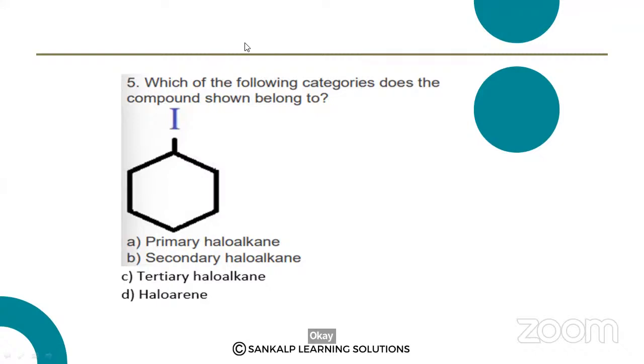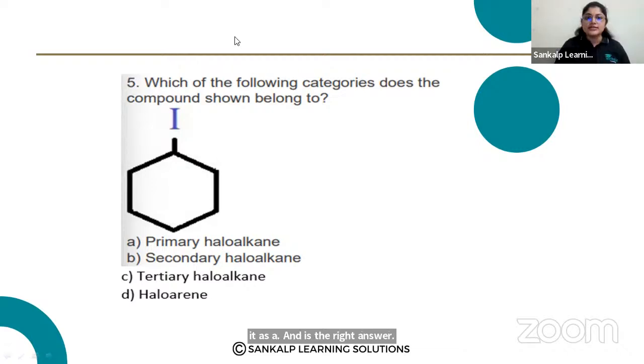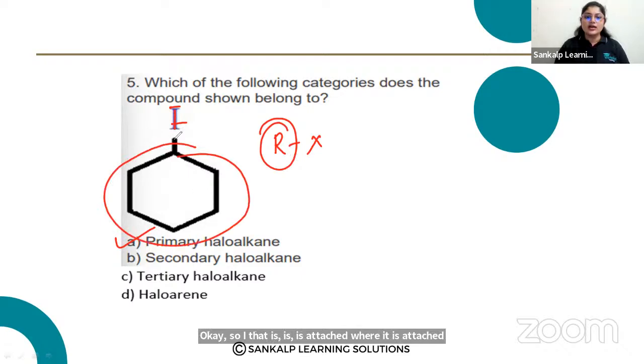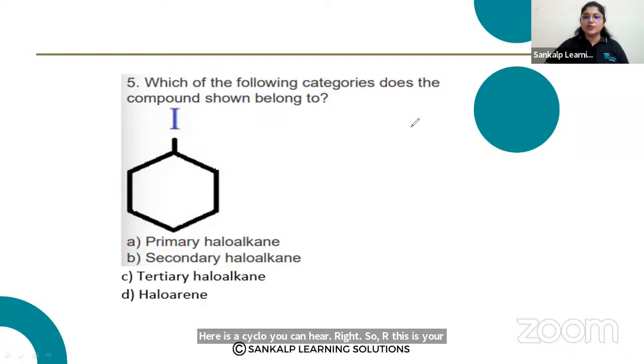The answers I got, most of you have answered A, and A is the right answer. It is a primary haloalkane. The halogen is attached to a haloalkane, here a cycloalkane, so this is your RX. So it is a primary haloalkane. Good. We'll go for the next one.